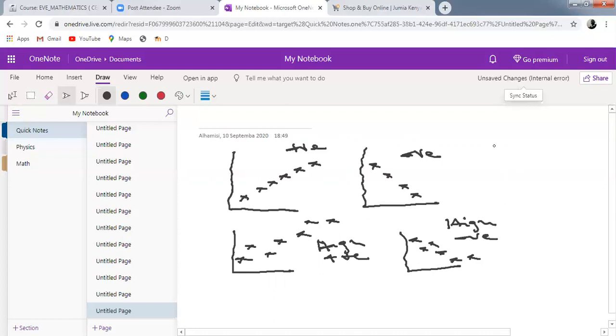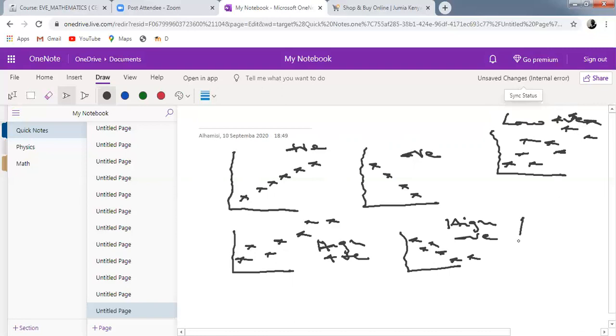Then you can have your points, they are showing that trend of positivity, but they are far from making a straight line. If they behave like this, they show a positive trend, but they are not near making a straight line. This one we normally say it is actually a low positive correlation.